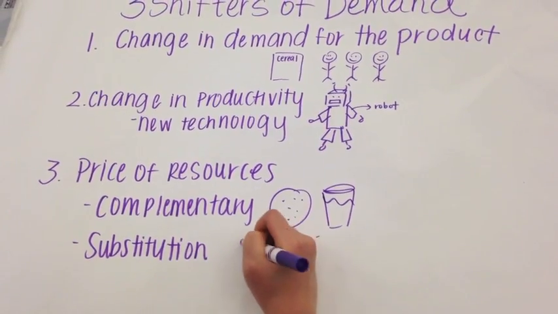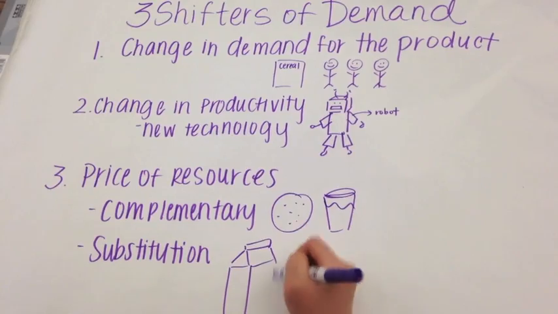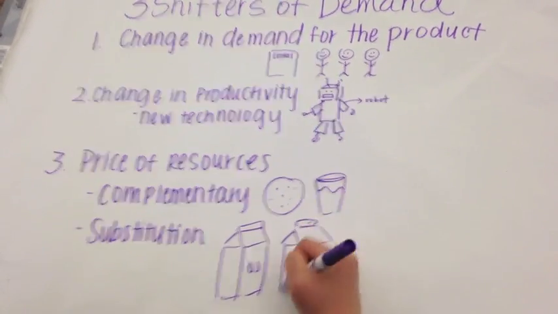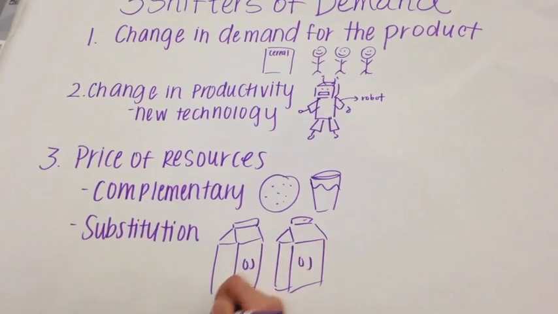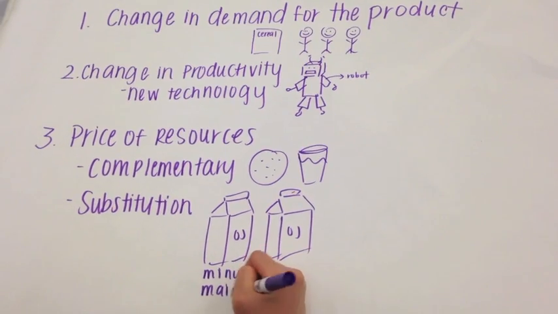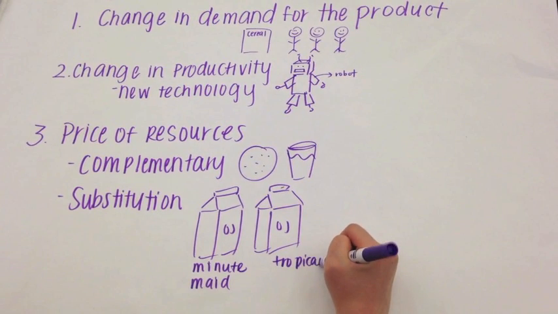Now, a substitution would be a product that you're able to replace with. So if a human and a robot are able to perform the same task, these would be considered substitution resources. And so if the price of one resource is lower compared to a substitution or higher, the demand will change accordingly.